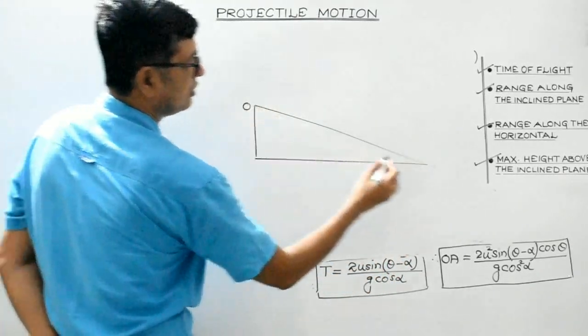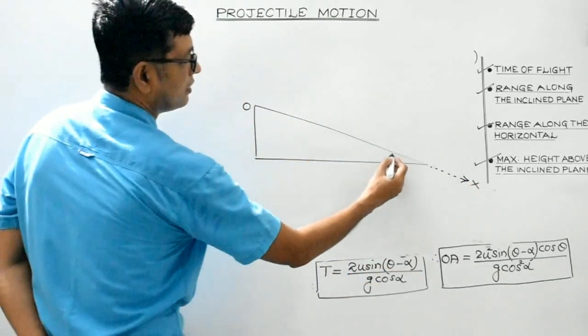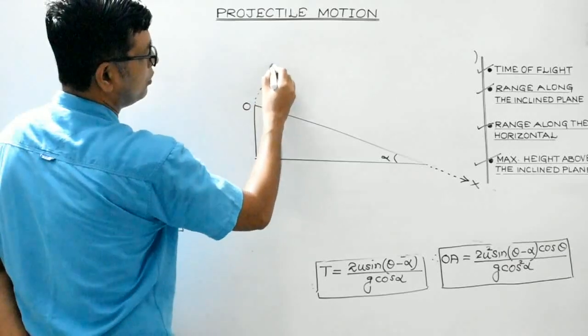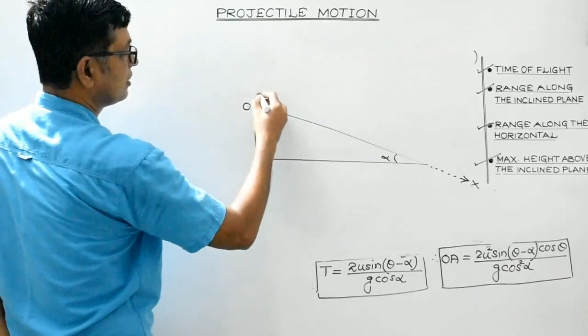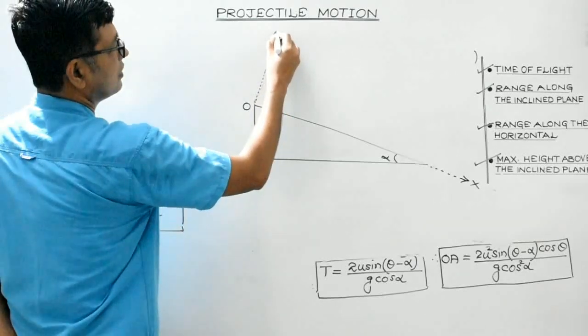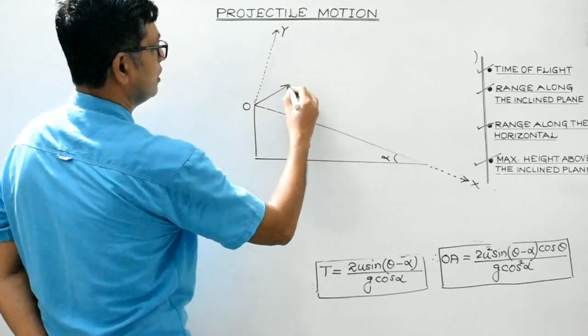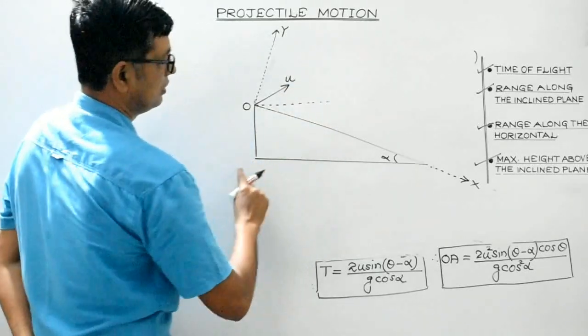This is the origin. This can be considered to be x-axis, right? This is alpha. And this may be considered to be y-axis. This is the vertical, perpendicular to x-axis. This can be considered to be the y-axis, like this. Now here, a body is projected with velocity u, and this is parallel to the ground.